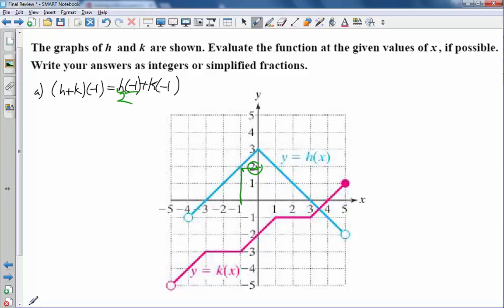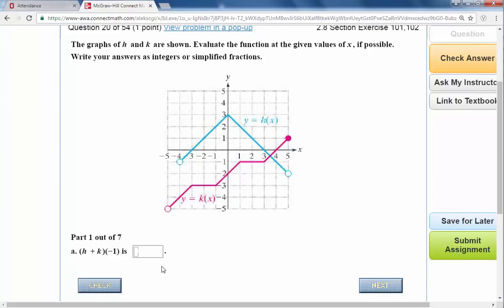How about k of -1? You do the same thing for the red curve. Start from -1, hit the red curve, turn towards the y-axis, hit the y-axis, it's -3. You're adding them up. What is 2 - 3? Good. That's the first one.